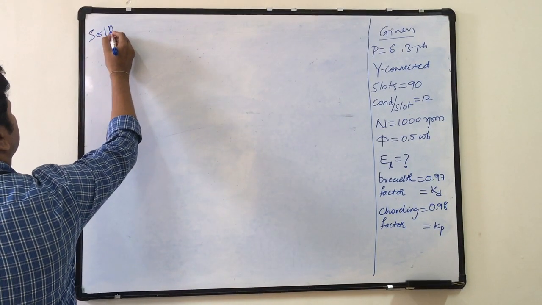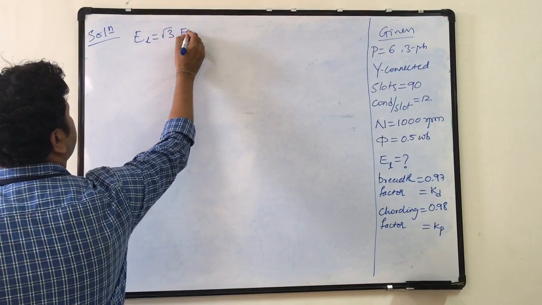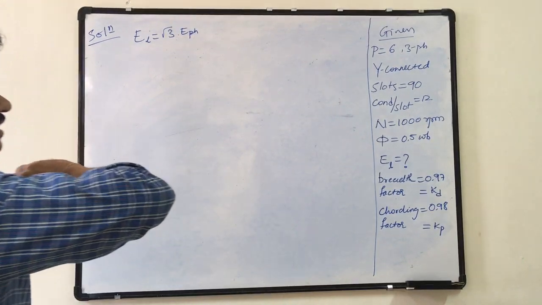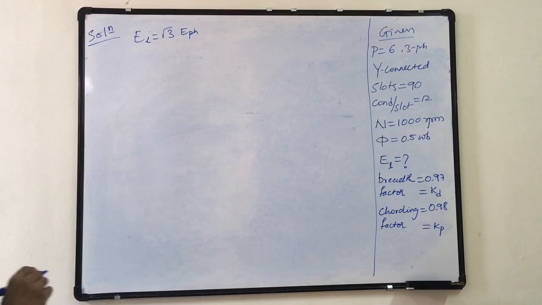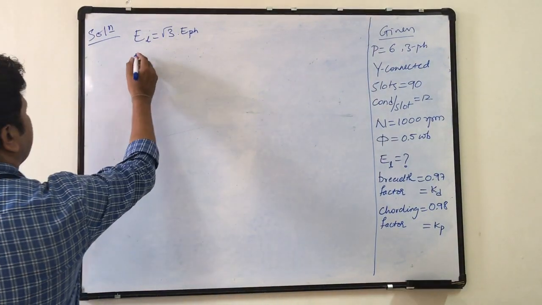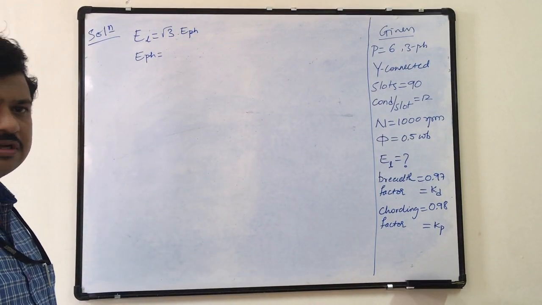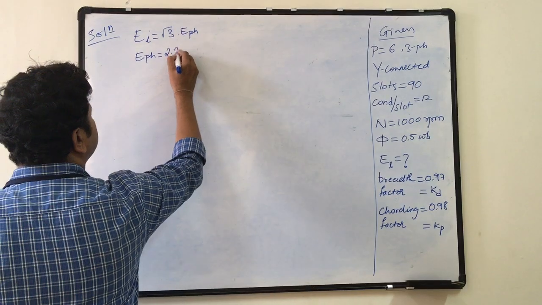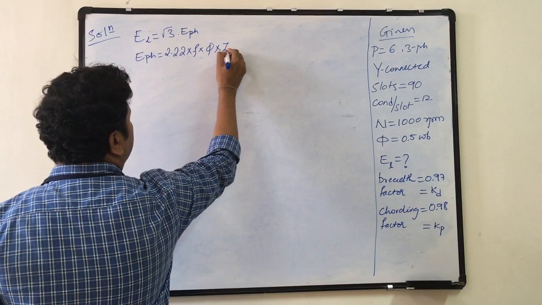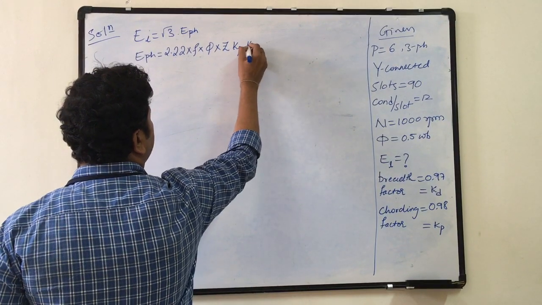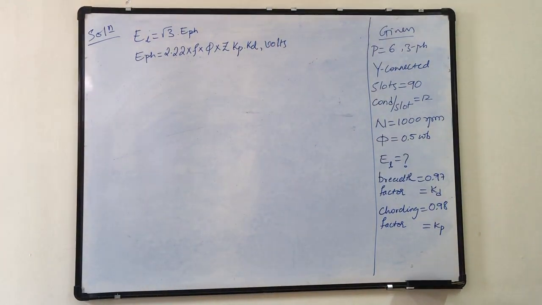Solution. Generated EMF EL is equal to root 3 times EPH. Because it is star connected, therefore line voltage will be root 3 times the phase voltage. So root 3 times EPH. And what is EPH? EPH is nothing but my EMF equation of the generator. It is 2.22 F phi into Z Kp Kd volts. So this is the EMF equation of generator.